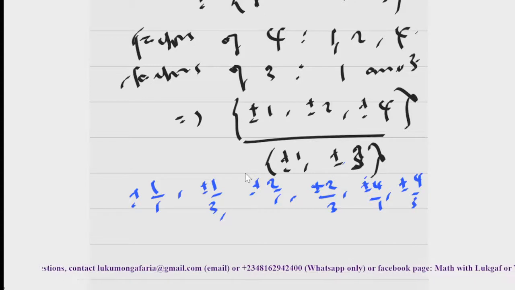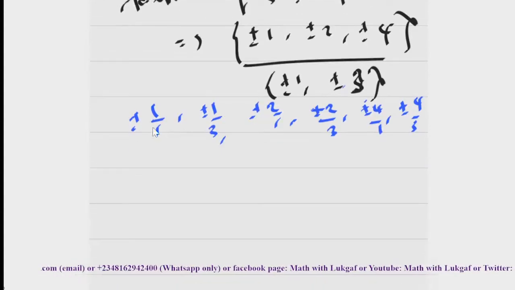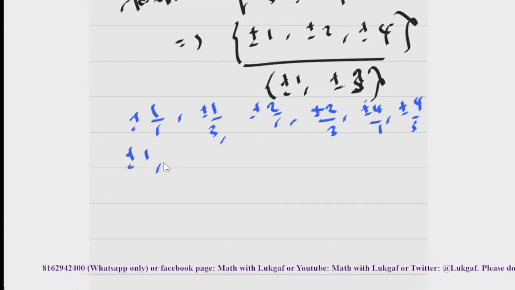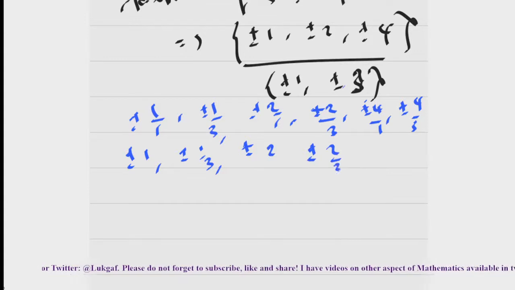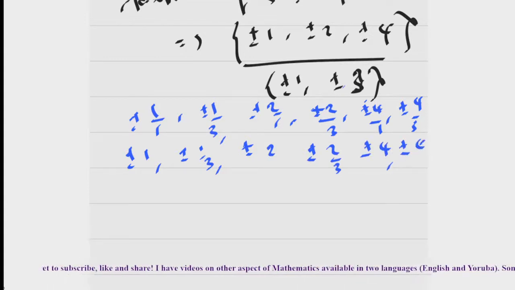So then the possible roots of this polynomial are going to be plus or minus 1, plus or minus 1 over 3, because 1 over 3 is also a rational number, plus or minus 2, plus or minus 2 over 3, plus or minus 4, and plus or minus 4 over 3. And you can try it out.